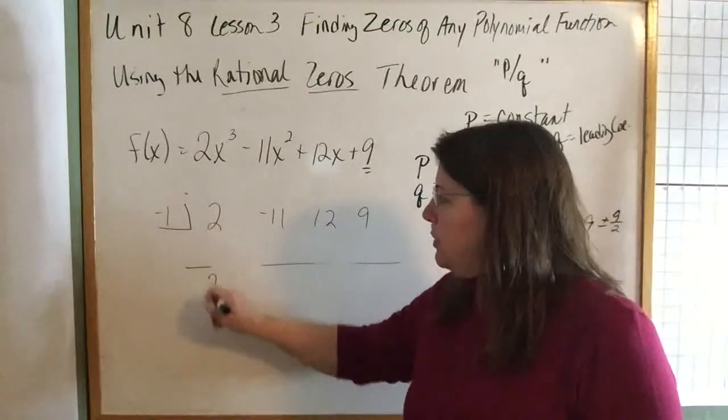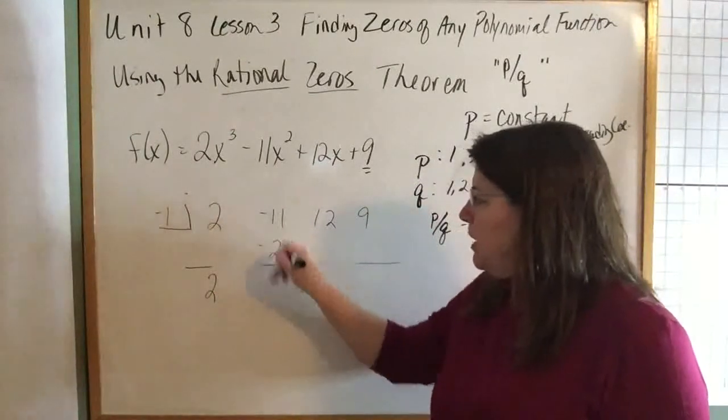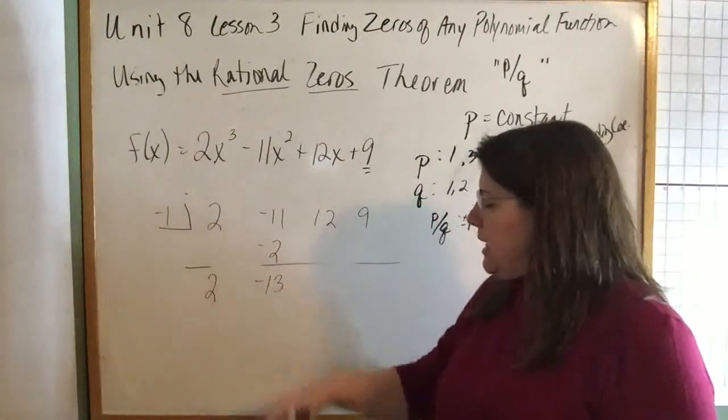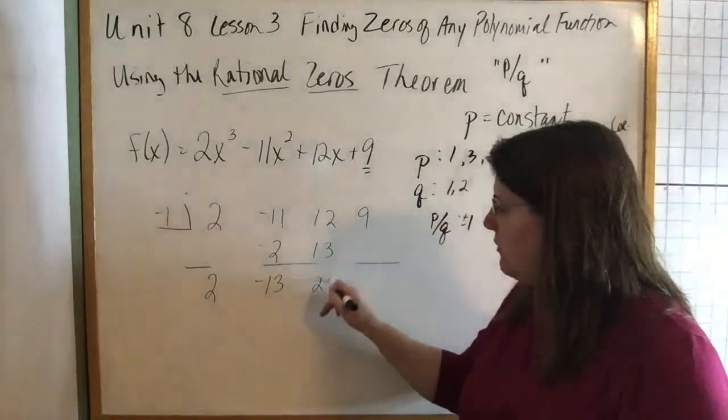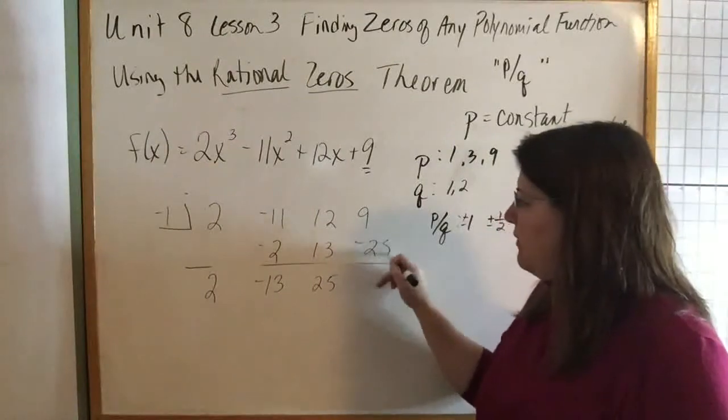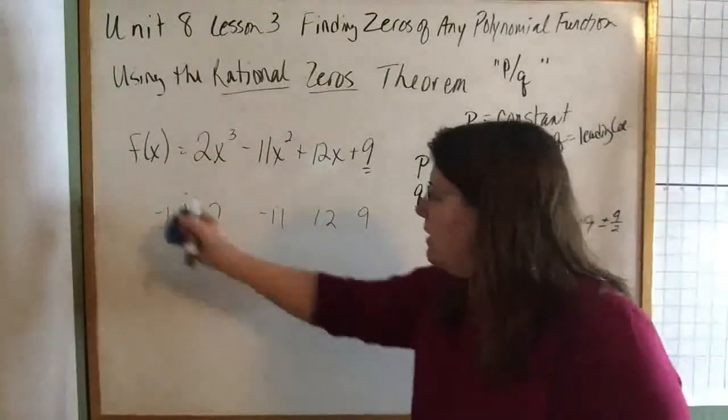I bring down the 2. 2 times -1 is -2. Add those together, I get -13. -1 times -13 is 13. I add those together, I get 25. That's going to give me a -25. That does not work. So -1 didn't work.